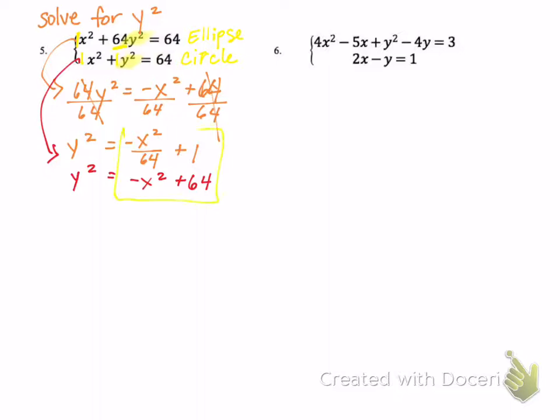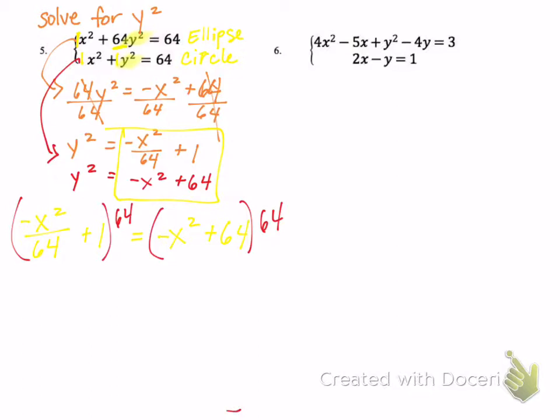So now I'm going to set these equal to each other because now I've solved for y squared. So I have negative x squared over 64 plus 1 equals negative x squared plus 64. So if I want to get x by itself, what are some thoughts? I have that weird fraction. What could I do to get rid of that fraction? I can multiply everything by 64. So this is where we're going to need our calculators. It ends up coming out really nice, but it's weird in the beginning.